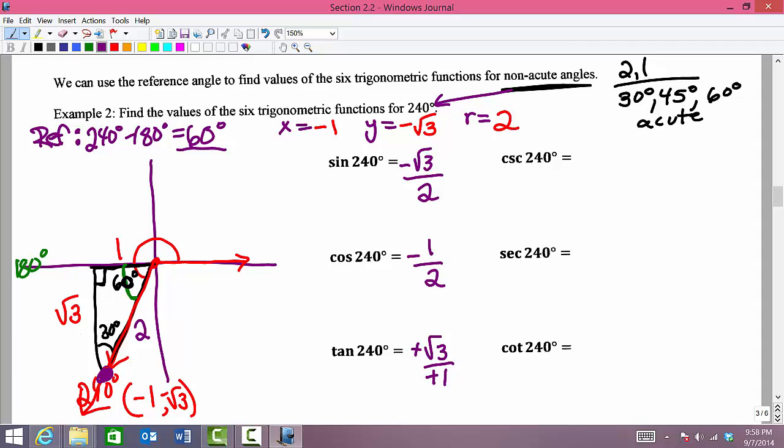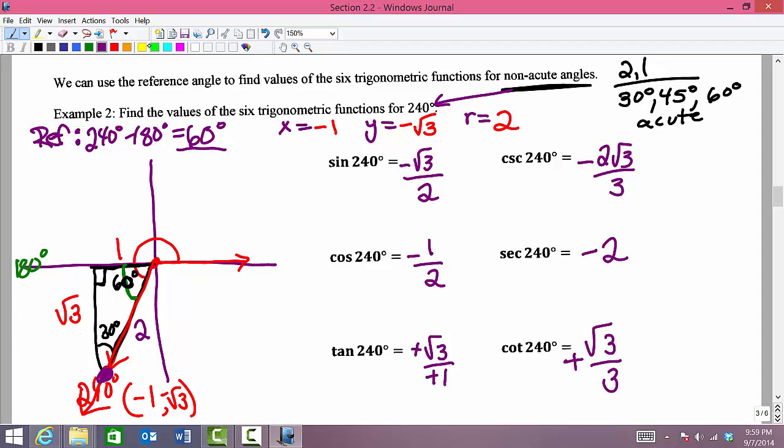And then of course our reciprocals. If I flip this fraction, I will get negative, and let's go ahead and rationalize it. Okay, so if you flip it and rationalize, this is what we get. Secant of 240, if I flip that fraction, I get -2. And cotangent of 240, I'm going to flip this fraction and also rationalize. And we get a positive value on this side as well.